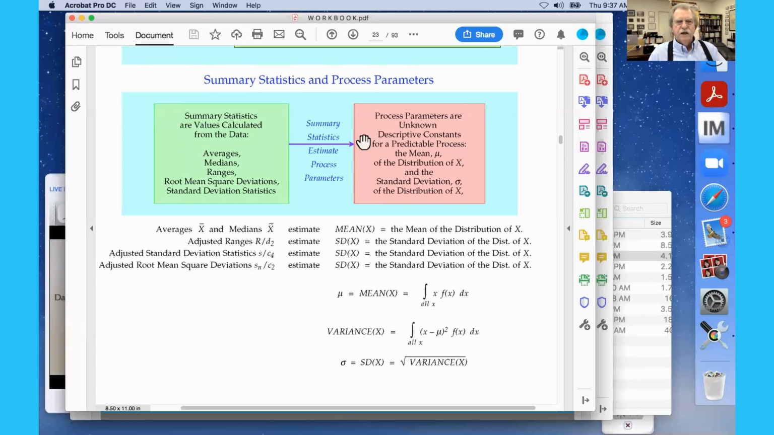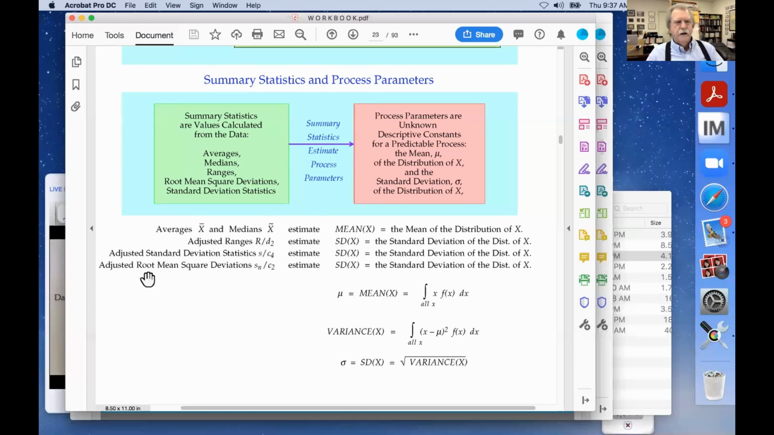So we use our statistics to estimate parameters. The average and sometimes the median will be used to estimate the mean of the distribution for x. The adjusted range, R divided by d2, will estimate the standard deviation parameter. The adjusted standard deviation statistic, s divided by c4, estimates the standard deviation parameter, SD parentheses x.